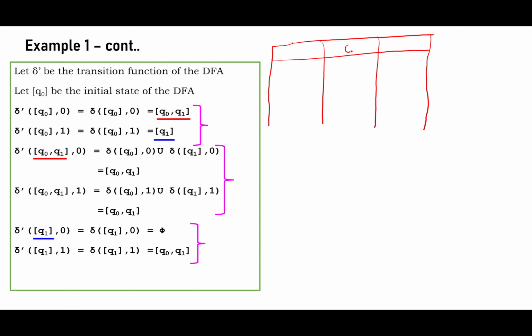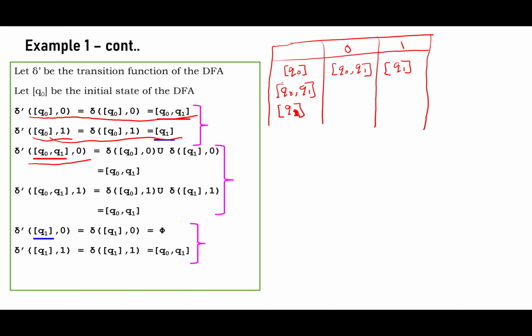Here the input symbols are 0 and 1. Next we will check the transition. What is Q naught comma 0? It is Q naught Q1. Then next, what is Q naught comma 1? It is Q1. So here it is Q1.